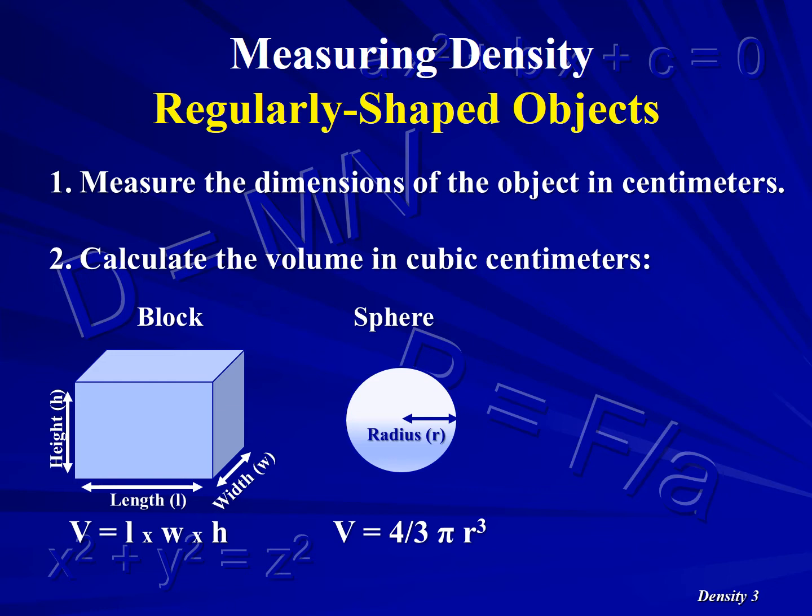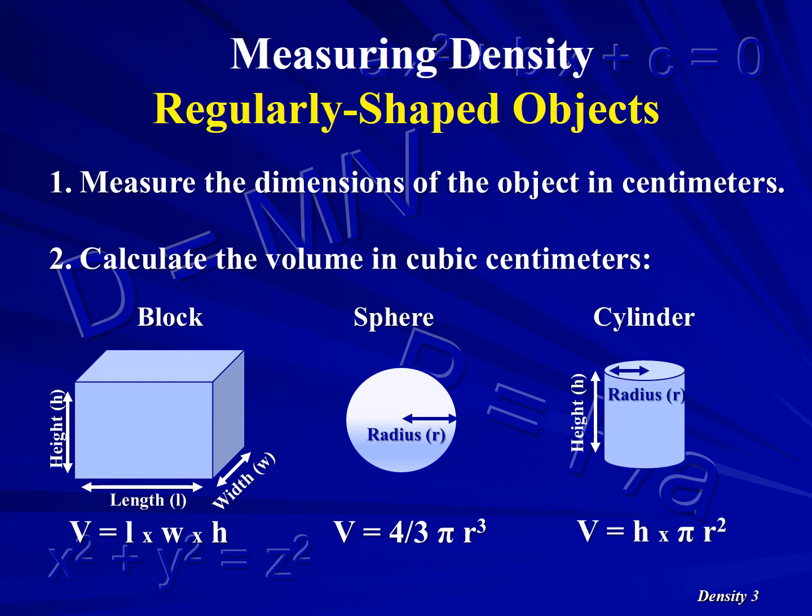Multiply the radius by itself twice to give the radius cubed, then use the equation V equals 4 divided by 3 times pi times r cubed to obtain the volume. 4 divided by 3 is equal to 1.33 and pi is equal to 3.1415. For a cylinder, measure the height and the radius of the cylinder in centimeters. Then use the equation V equals the height times the square of the radius multiplied by pi to calculate the volume.